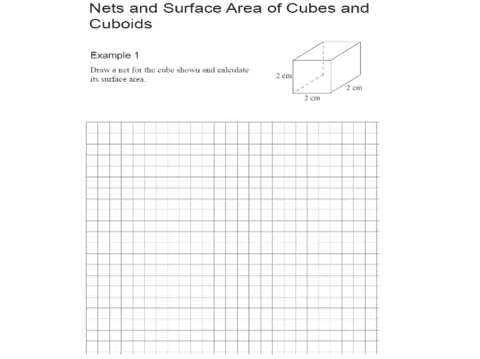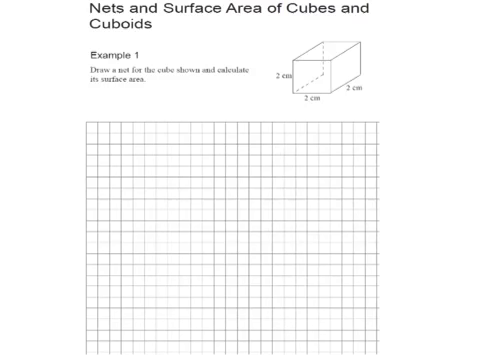Now at this time, please turn to page 3 in your packet, Nets and Surface Area of Cubes and Cuboids. You're going to draw a net for the cube and then calculate its surface area. So the surface area is just the area of all 6 of the sides. You find the area of each side and then you add them together.